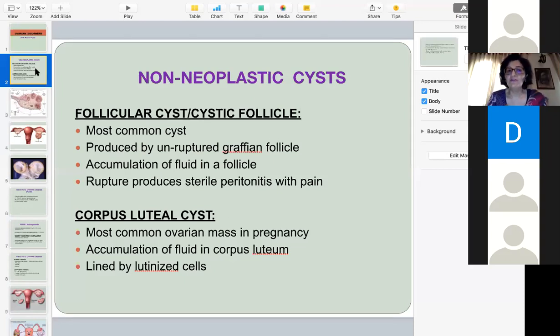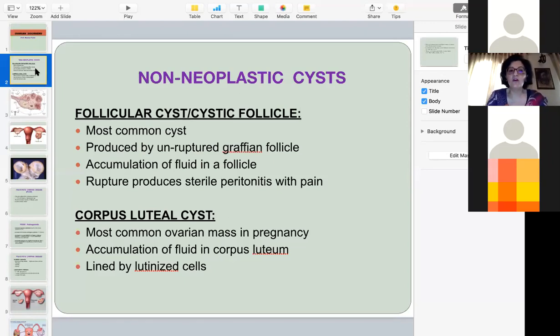...to accumulation of fluid in the follicle, and the rupture of this cyst may produce sterile peritonitis with pain in young females. The corpus luteal cyst is the most common ovarian mass in pregnancy. When in pregnancy, the corpus luteum enlarges and sometimes it accumulates fluid, and that becomes a corpus luteal cyst. So this can present as a mass in pregnancy. This type of cyst is lined by luteinized cells.